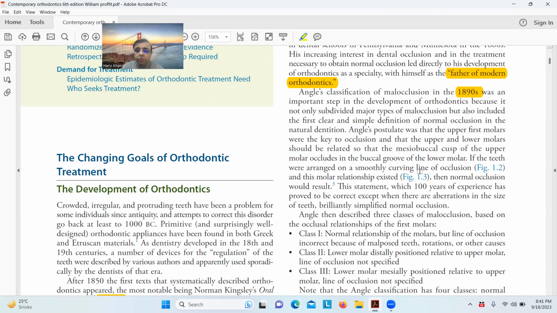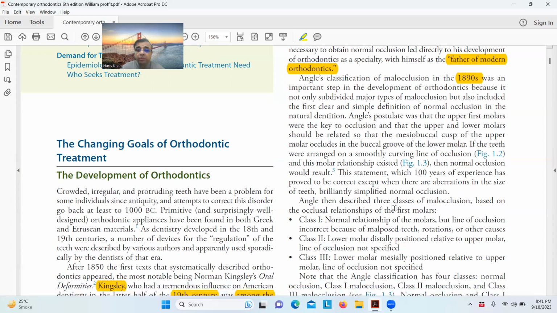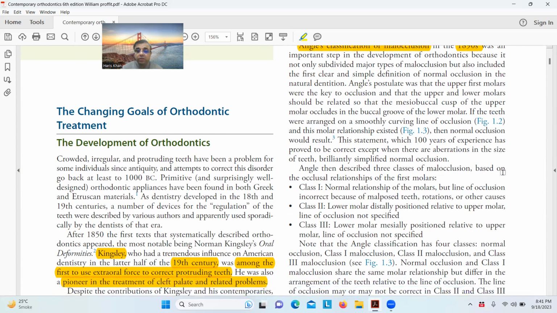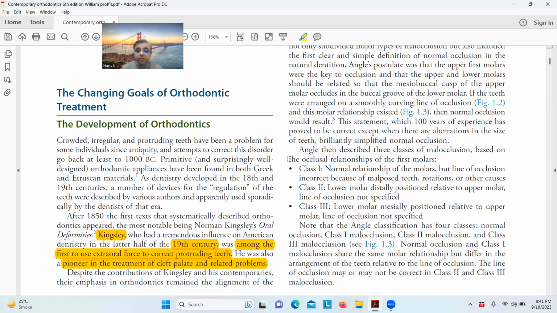If the teeth were arranged on a smooth curving line of occlusion and this molar relationship existed, then normal occlusion would result. This statement, which 100 years of experience have proved to be correct, holds except when there are aberrations in the size of the teeth. Engel's classification was given in 1890. These are the occlusal relationships of the first molars, and we have to go through all these things, as they are all important.